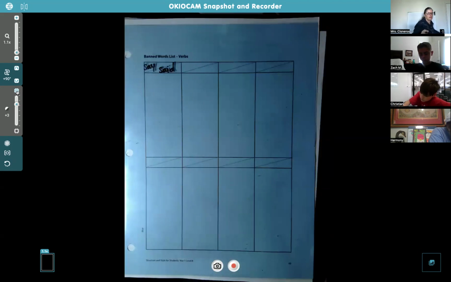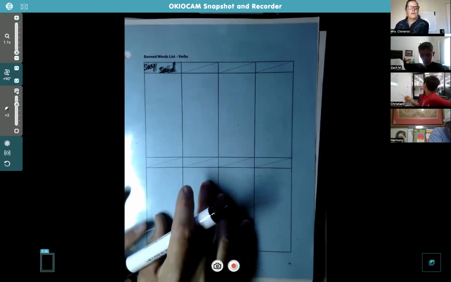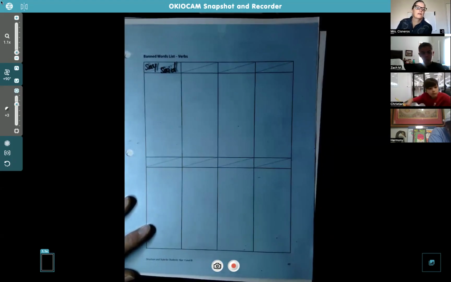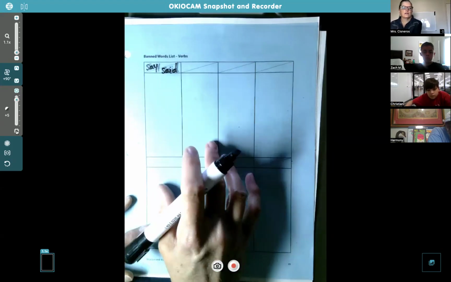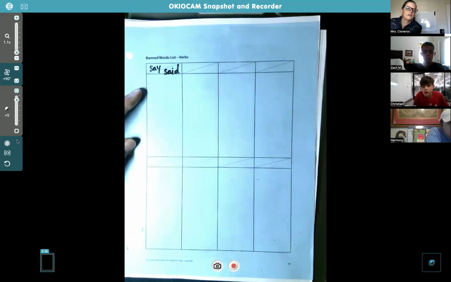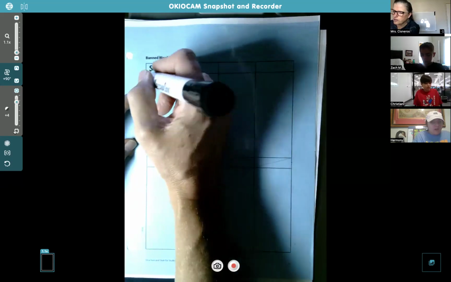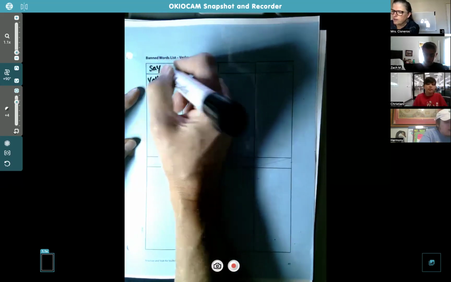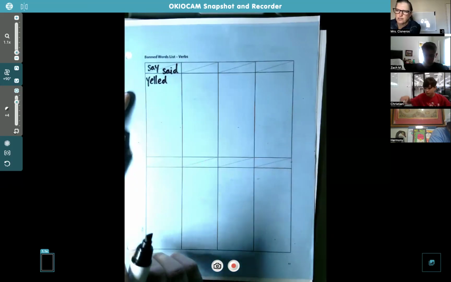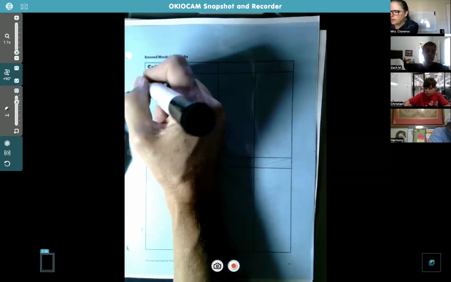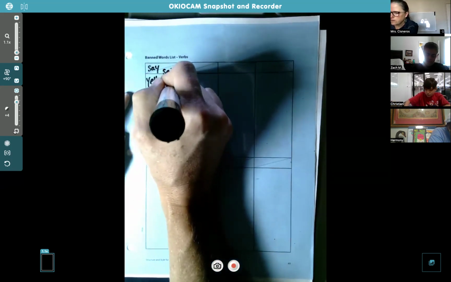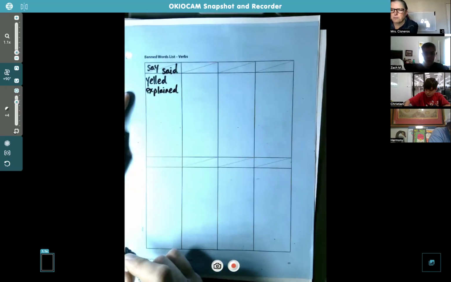So at the very top of the first column, I'm trying to get my lighting right here. Say said. You can no longer use say said in your writing because it's overused. We can use words like yelled. And by the way, if you have any ideas, go ahead and unmute. Just tell me. We'll make a big list here. What else can we use instead of say said? Exclaimed. Good. I like it. Any other ideas? Replied.